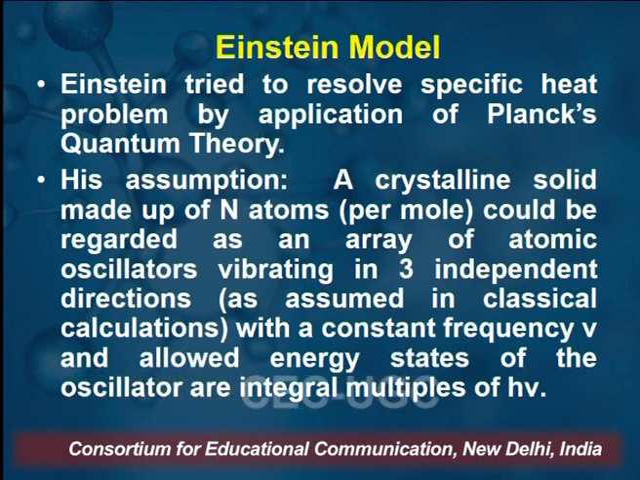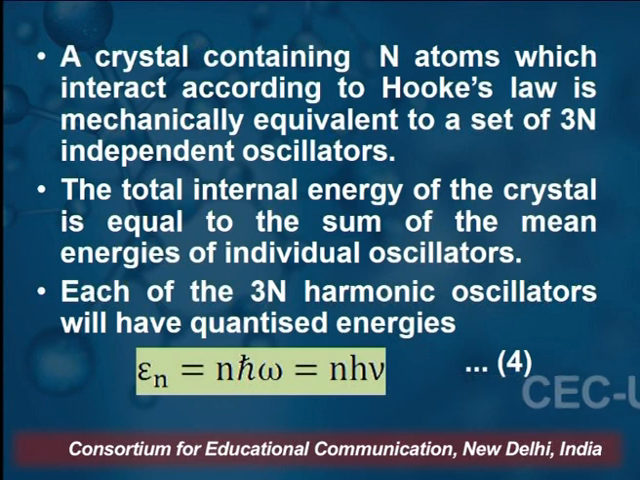Einstein regarded all these atoms as independent of each other, and each of them is vibrating with a frequency nu. So their energy states will be integral multiples of h nu. Then they will interact according to Hooke's law. So there are 3n independent oscillators, 3n independent modes, and the total energy of the crystal will be the sum of the mean energies of the individual oscillators.